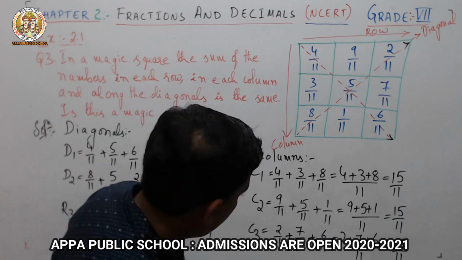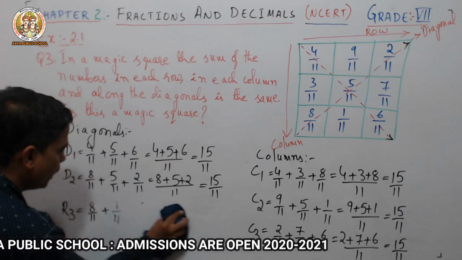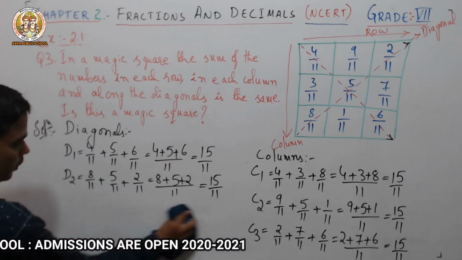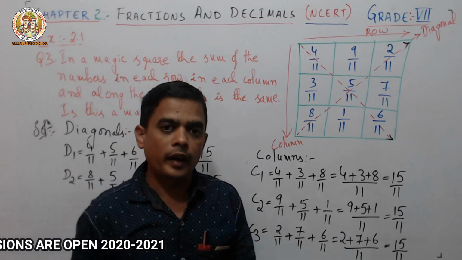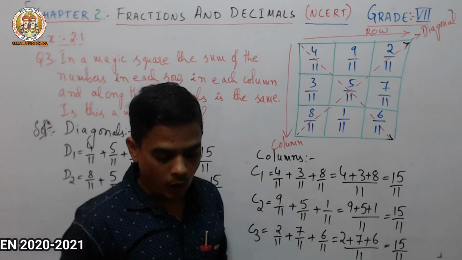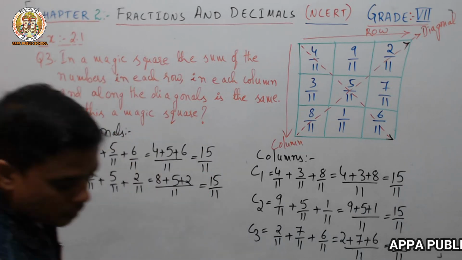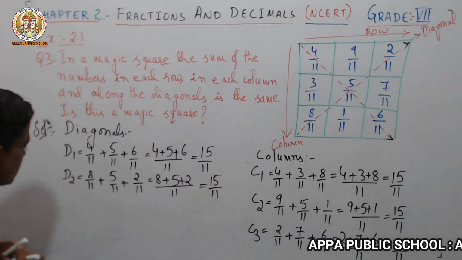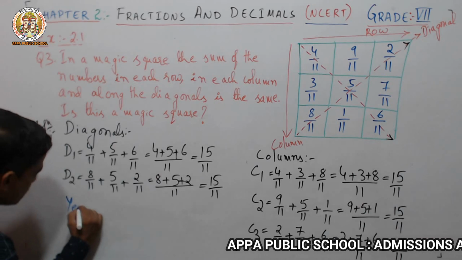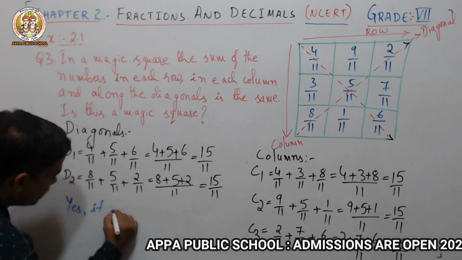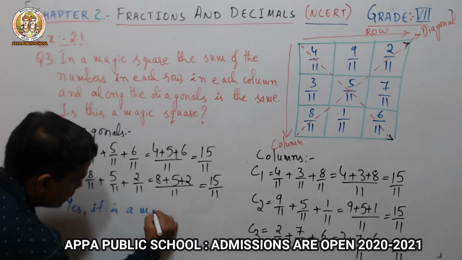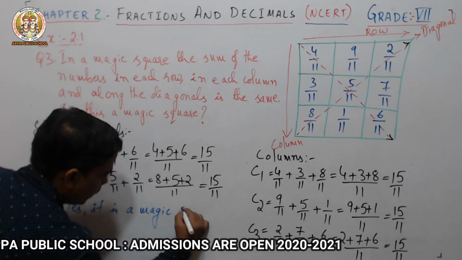So here I got all as 15 by 11, 15 by 11, 15 by 11. The rows, the diagonals and the columns all give 15 by 11. So all are 15 by 11. Is this a magic square? Yes, it is a magic square.